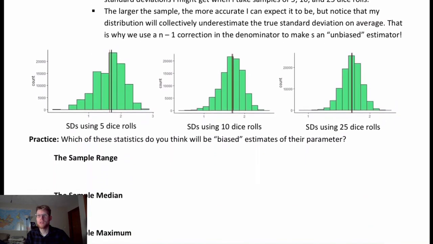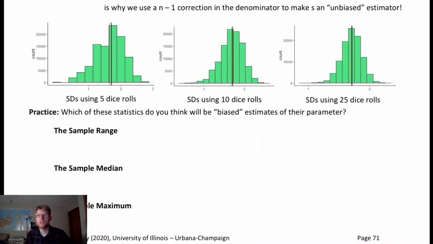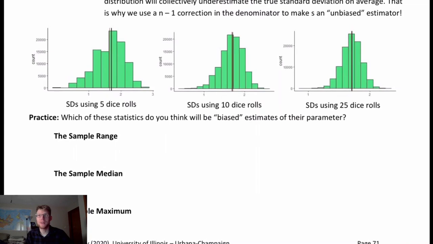All right, so just a quick recap here. Which of these statistics do you think will be biased estimates of their parameter? Which do you think will be unbiased estimates? The first one we have is the sample range. The second is the sample median, and the third is the sample maximum.